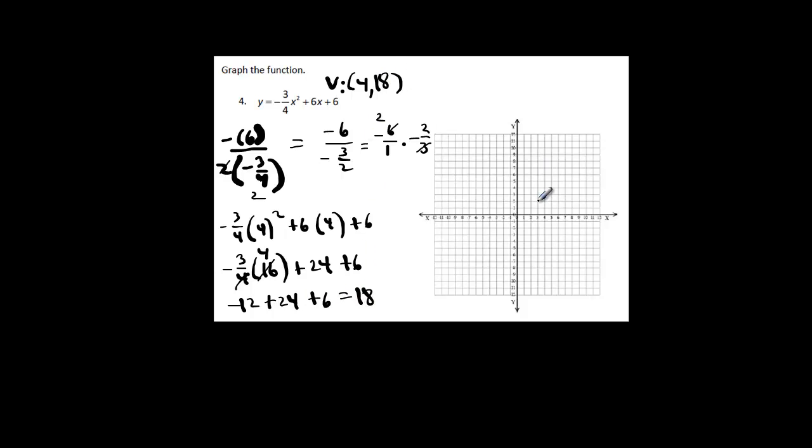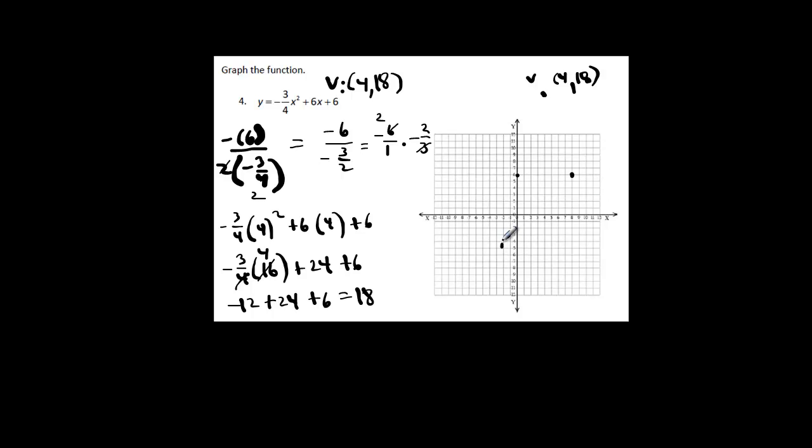So 4 comma 18, it's beyond the graph, so it's probably like way up here somewhere. There's your vertex. We do know that the y-axis intercept is 6, so let's do that. And that is 1, 2, 3, 4 units to the left, so we have to go 4 units to the right. So we will have the point 8, 6 as part of the graph.